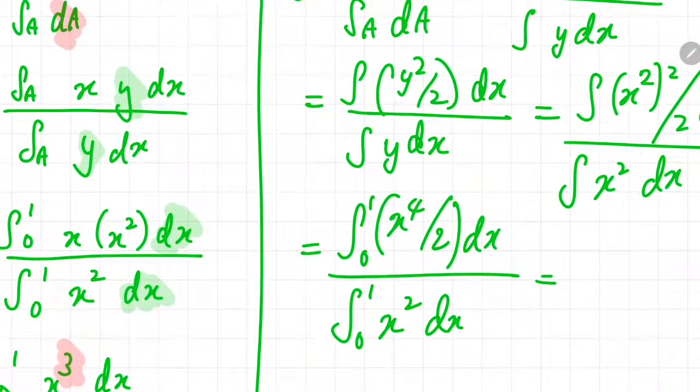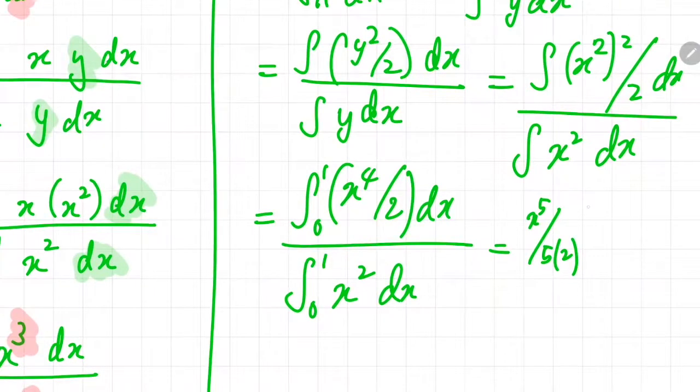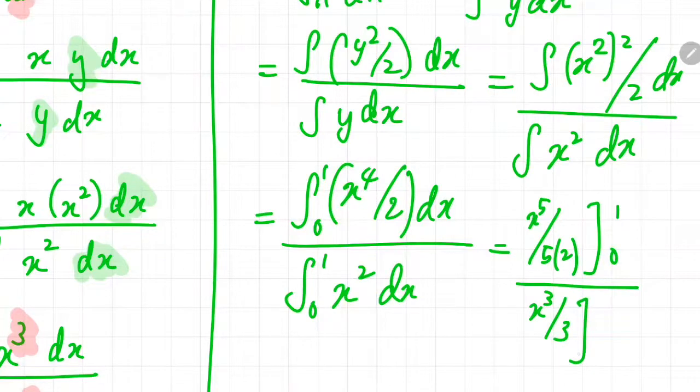Now time for integration. If you recall, for integration we add up to the power of the variable. So x to the power of 4 over 2 will become x to the power of 5 divided by 5. And then don't forget, the 2 still remains as it is. And you have to calculate it in the range of 0 to 1. On the bottom side, the integration of x squared would become x cubed divided by 3, and it should be measured in the range of 0 to 1 as well.